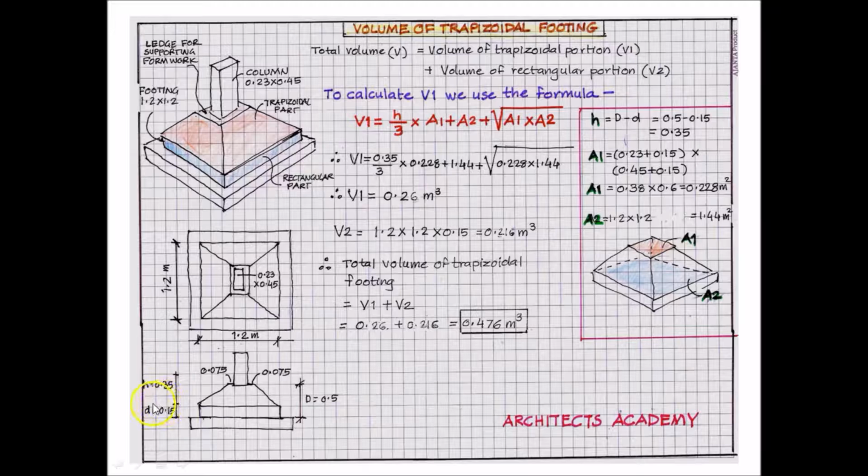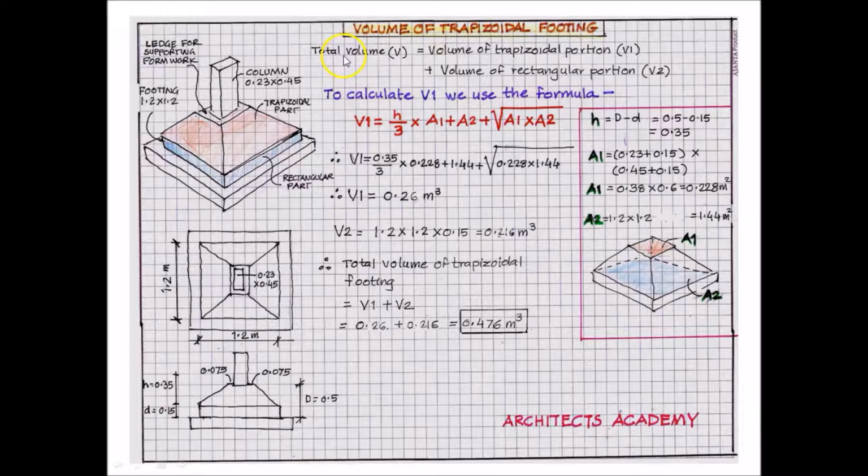The height of the rectangular part, small d, is 0.15, while the height of the trapezoidal part, h, is 0.35. The total height of the footing here is big D, which is 0.5. Now with this data with us, let us try to calculate the volume of the trapezoidal footing.